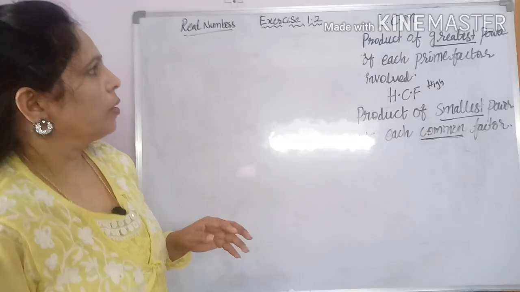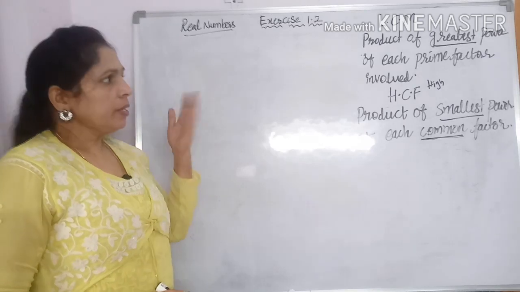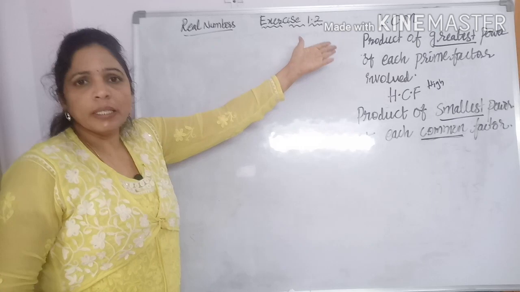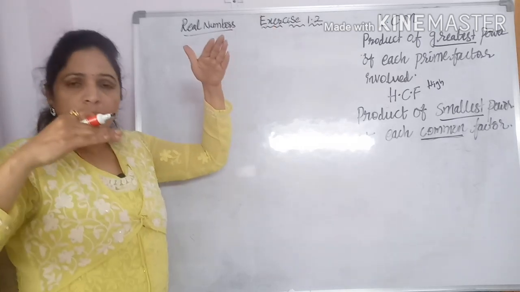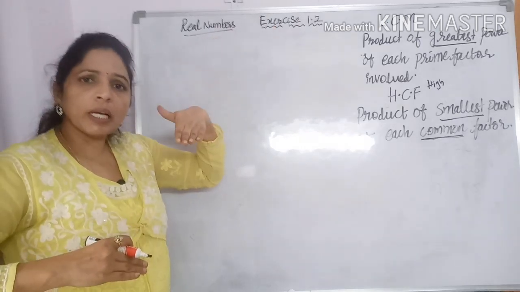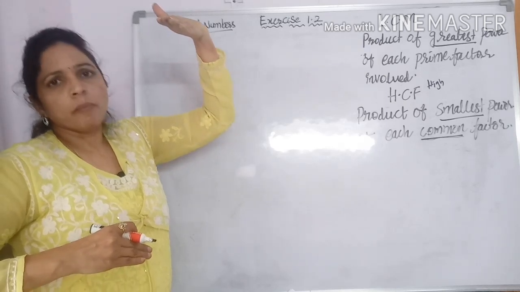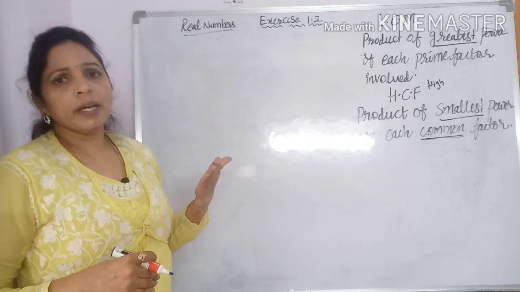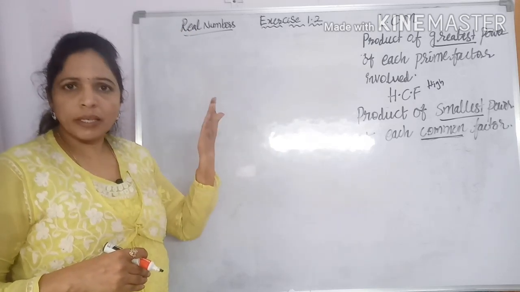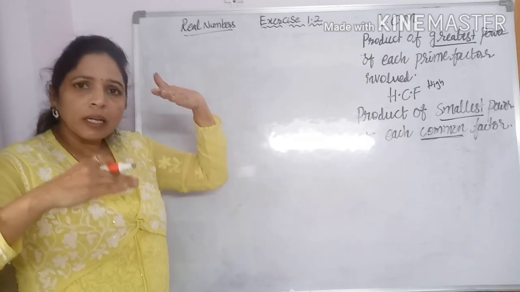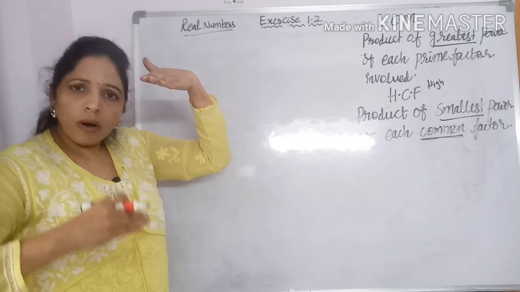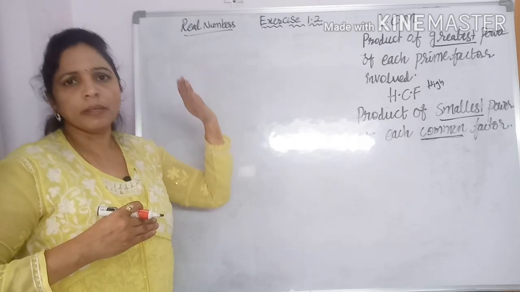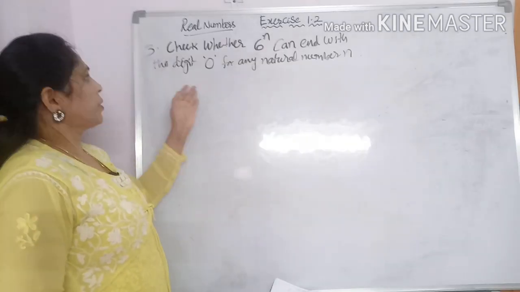Isn't it? Students, we should remember these 2 points. First one is LCM. For the least common multiple, we should take the product of the greatest power of all prime factors involved. For finding HCF, the highest common factor, we should take the smallest power of each common factor. That you should remember. Now come to the third question.